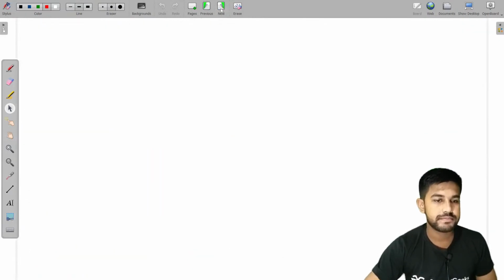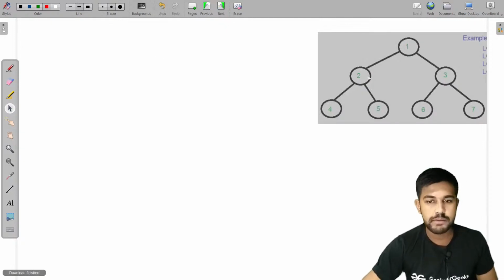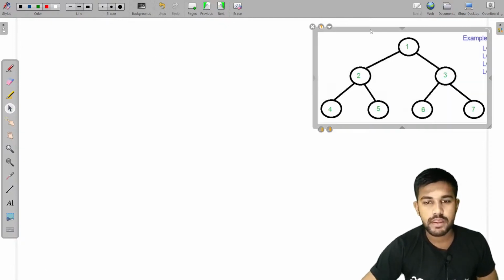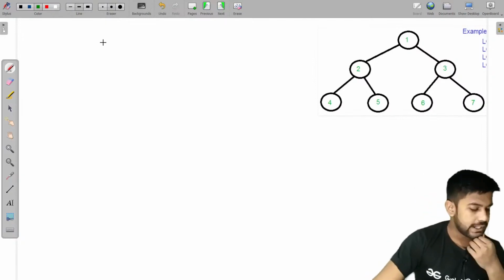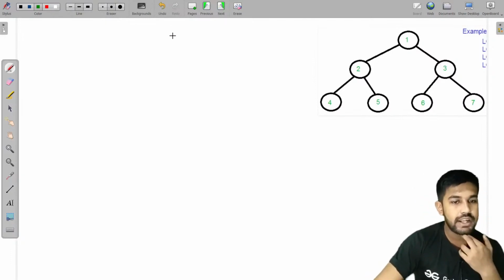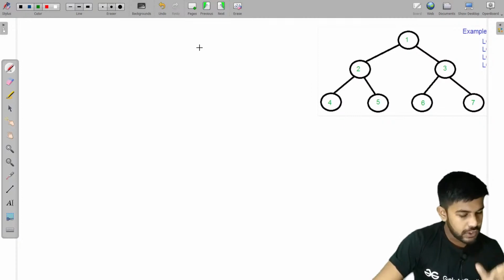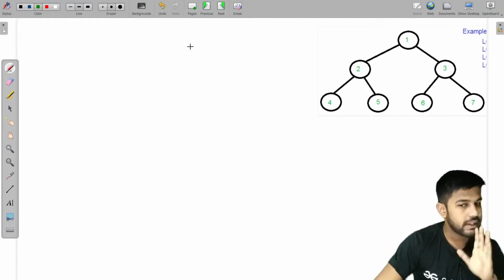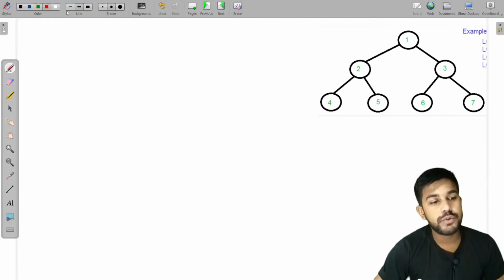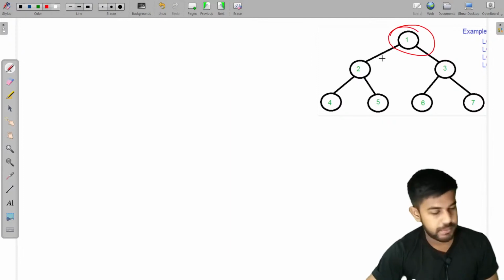Okay, let me paste this. Okay, so now what I want to tell is, it is given that either both of the nodes would be present or none of the nodes would be present. So what we would do is, we would start from the top.